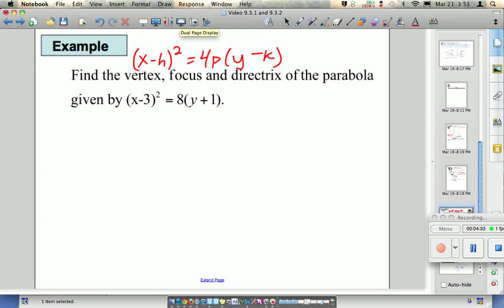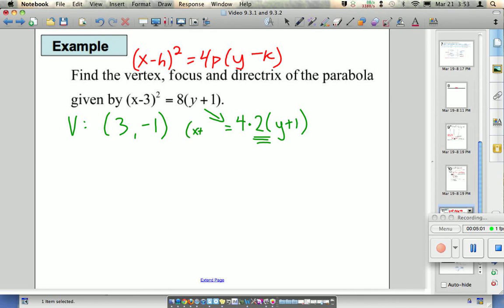So I'm seeing my h value and I see my k value, which tells me my vertex is (3, -1). But I don't see my p value yet, so I'm going to want to rewrite 8y + 1 as 4 times (2y + 1). I'm simply factoring out the 4, because now I can see my p value is 2. It's still equal, of course, to (x + 3) squared. Excuse me, (x - 3) squared. So my p value is 2.